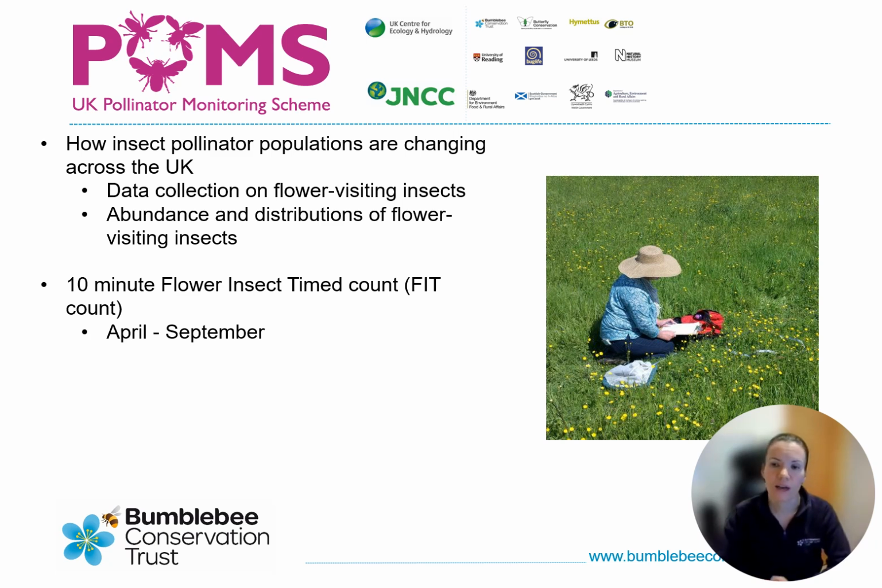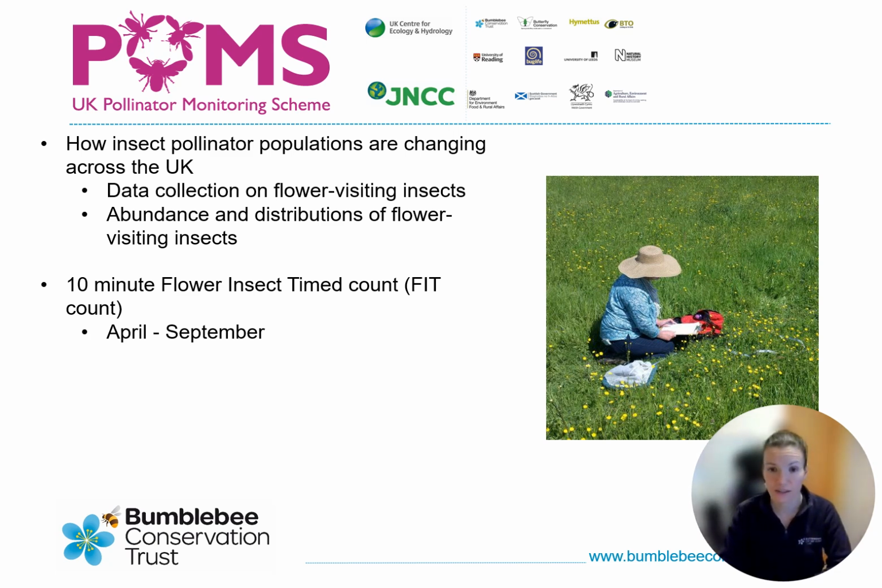We've got the more entry-level scheme, which is a 10-minute flower insect time count, or you might know it as a FIT count. This can be done anywhere between April and September, and it can be done once, or you can do it multiple times in different locations. It's a really nice way to get started with pollinator monitoring, and in a way that is still collecting really valuable data.